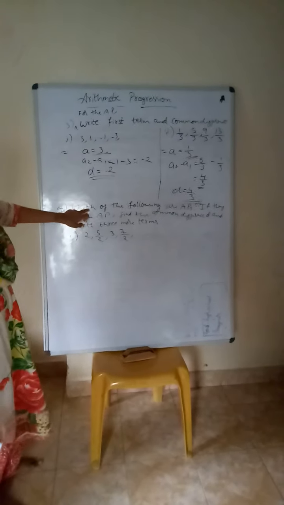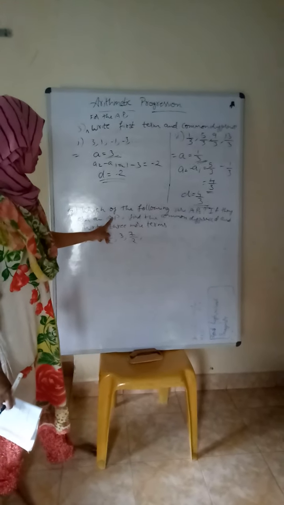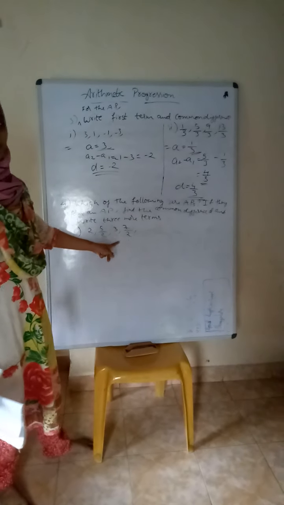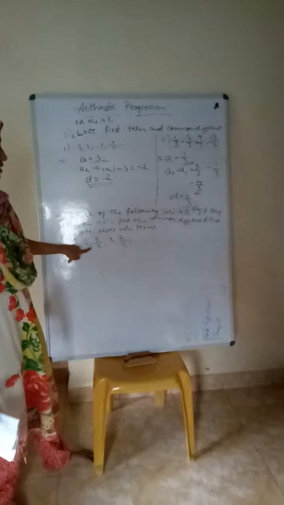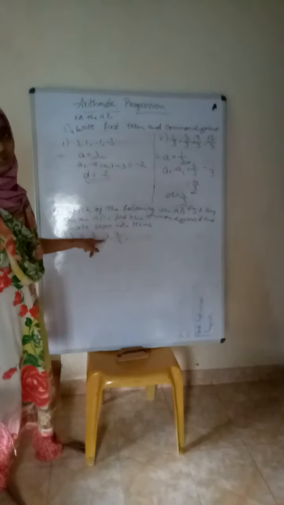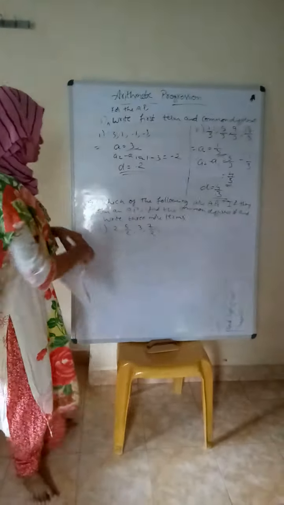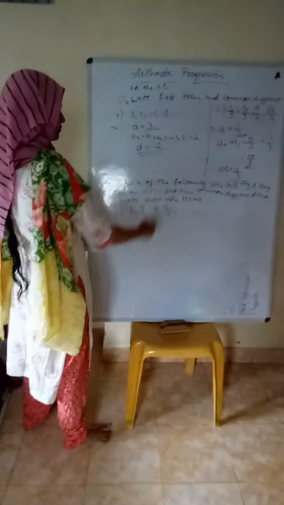What the question says, which of the following are APs? If they form an AP, find the common difference and write 3 more terms. You have to find whether this given set of numbers is in AP. If it is in AP, you have to find D and write the 3 more terms. Again, you have to write the next 3 terms. So, how will you identify whether it is in AP?